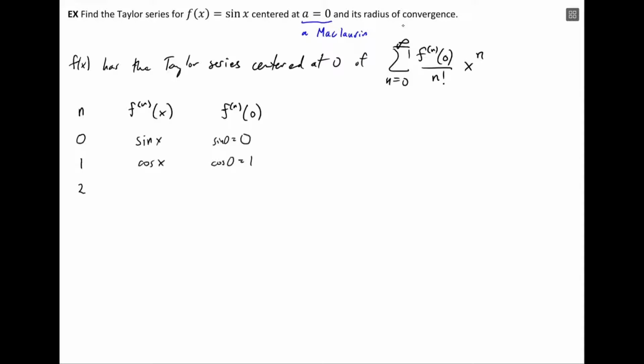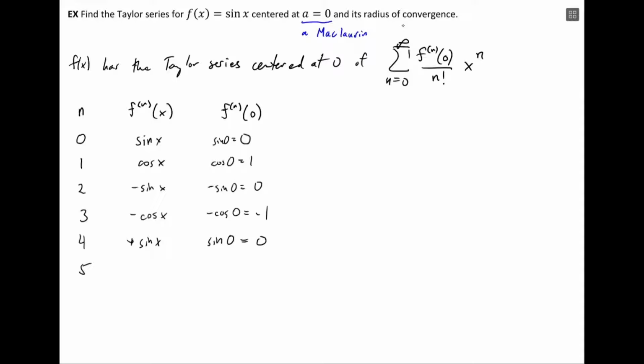And another derivative, now we have minus sine of x, minus sine of 0, which is 0. For n equals 3, we take another derivative, so now we have minus cosine of x. And plugging in 0, minus cosine of 0 gives us a minus 1. N equals 4. Take another derivative. The derivative of cosine is minus sine, so we have a minus minus sign, or in other words, we're back to a positive sine of x. And plugging in sine of 0 again, 0.